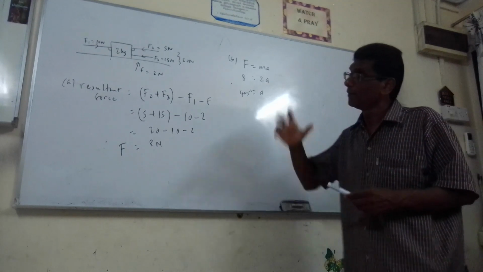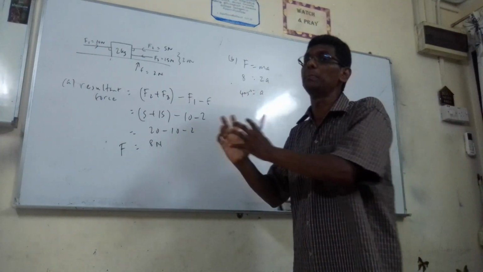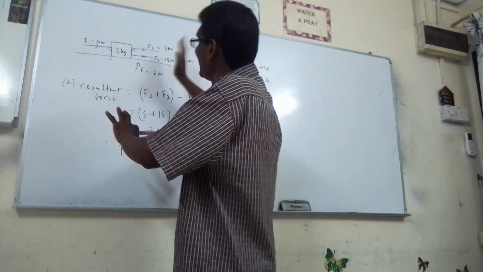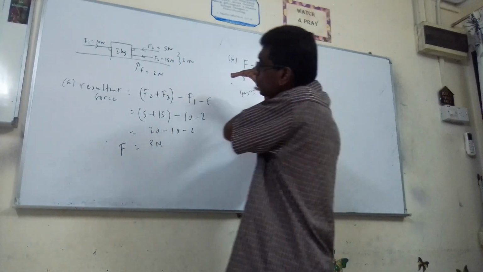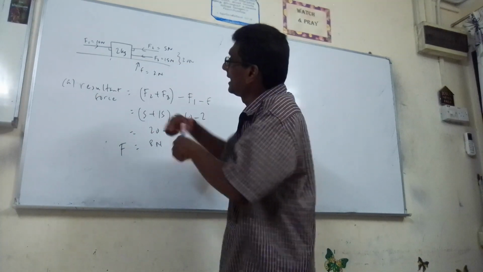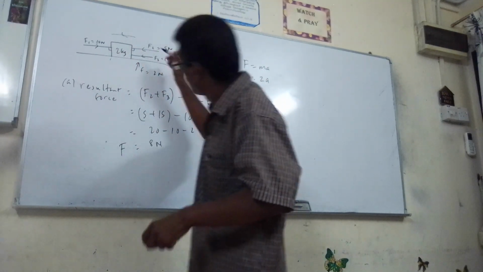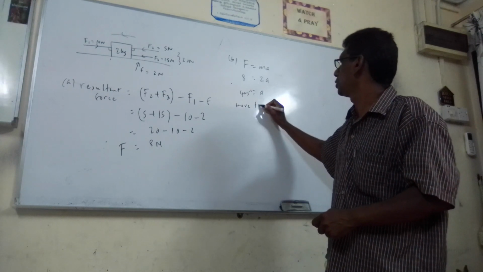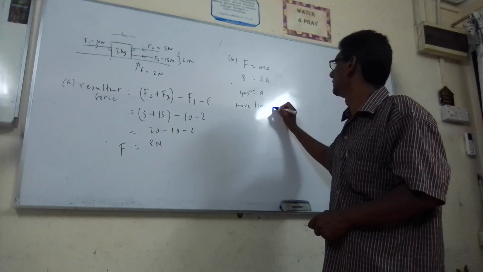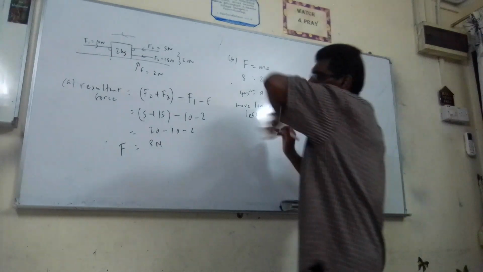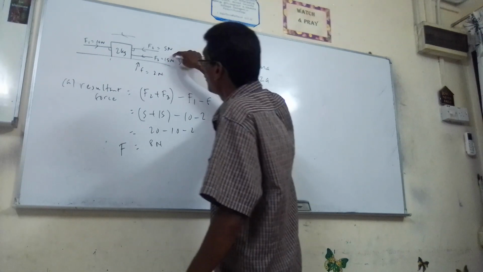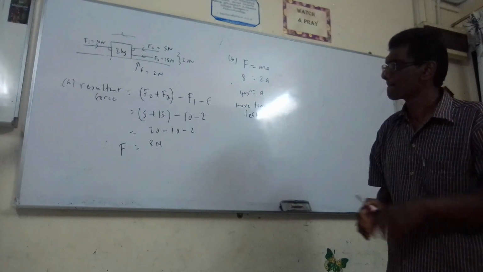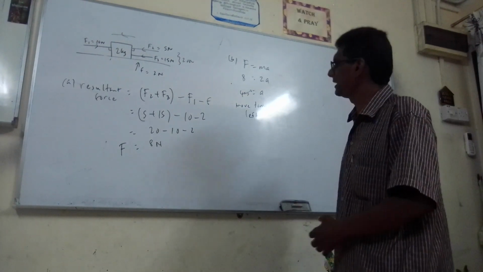Direction of movement. Which side is the bigger force? The bigger force is on the right hand side. So the direction is towards the left. This force moves towards left, because this force is a greater force than this force. Okay, and it moves towards left.